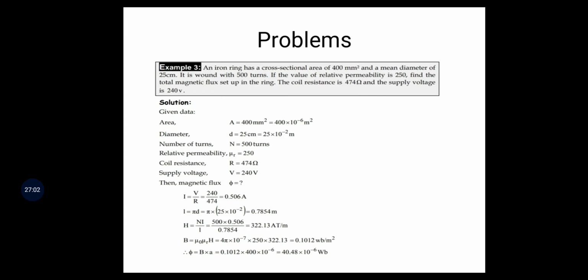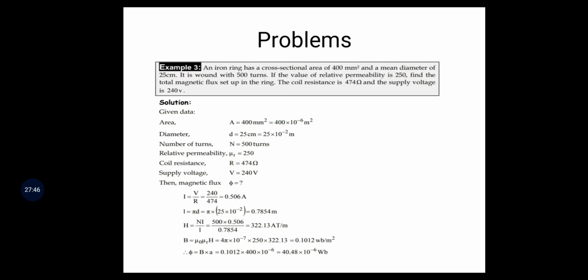Next, here pi equal to B into A, B equal to pi by A. Pi equal to B into A, that equals 0.1012 into 400 into 10 power minus 6, equal to 40.48 into 10 power minus 6 Webers.